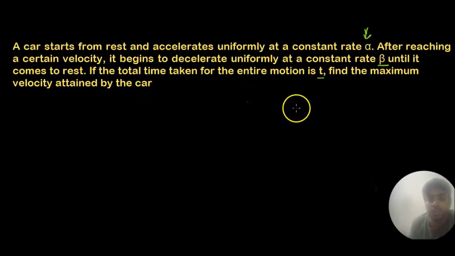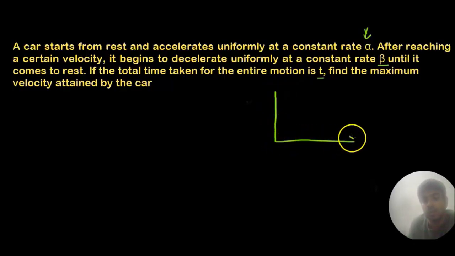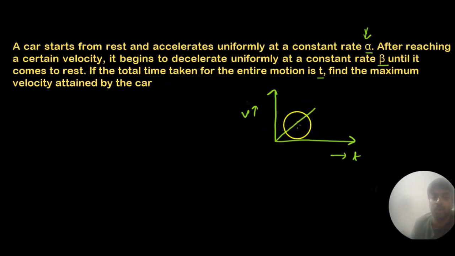So we can solve this by understanding the graphical idea of the entire motion. Let's take this simple graph. On this axis we take velocity, and on this axis we take time. For a certain time the car was accelerating with alpha, so that is the constant acceleration. The graph will go like this and reach the maximum velocity, that is Vmax.